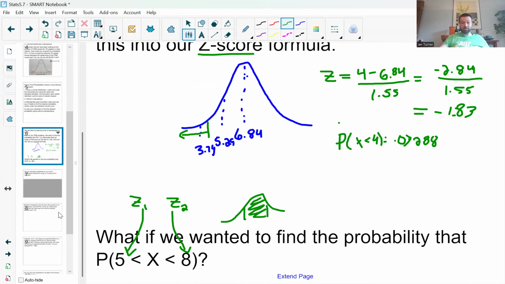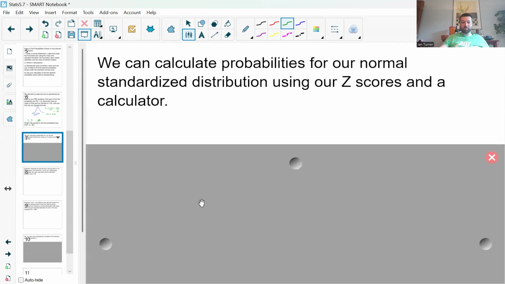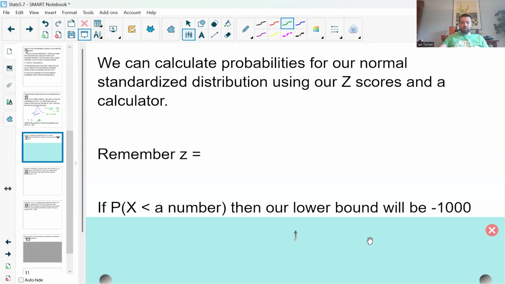Should we do it with the calc? Do we have another example? What do we got here? Okay, so we can also do it using a calculator. It's so easy. I don't know why we're talking about this again, but just remember z is value minus mean divided by standard deviation, everybody's fave.